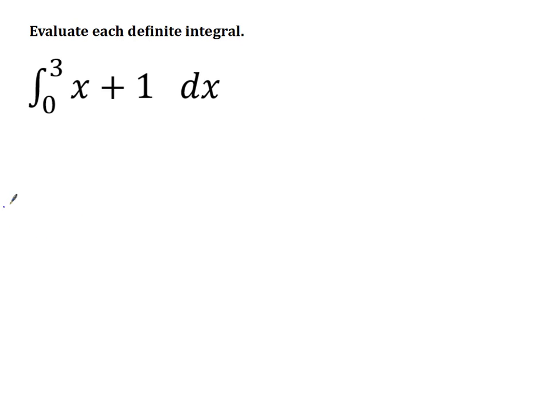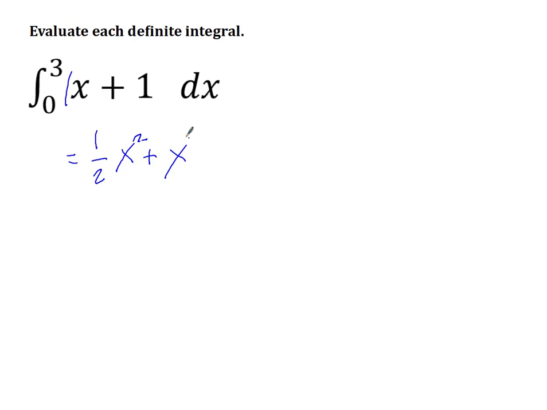All right. So right here we're looking at between 0 and 3. We're going to take the antiderivative first of x plus 1, which would be: add 1 to the exponent. New exponent goes to the denominator. Coefficient of 1 goes up top. Plus the antiderivative of 1 would be x.